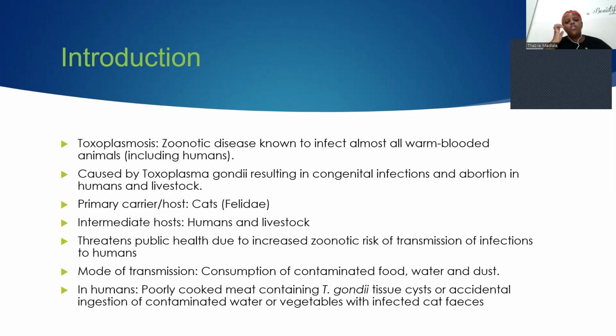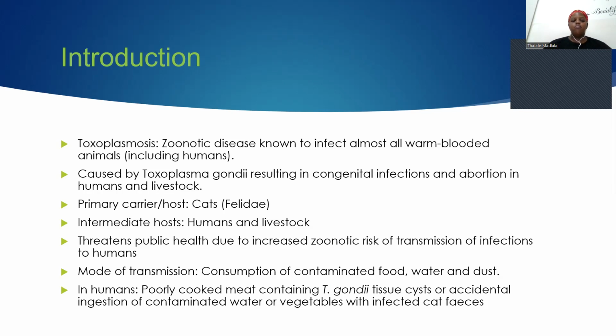Toxoplasmosis is a zoonotic disease caused by an intracellular obligate parasite called Toxoplasma gondii, which often results in congenital infections and abortion in humans and livestock. This parasite is normally found in cats, which serve as the primary host for the parasite, and other warm-blooded animals, which serve as intermediate hosts.